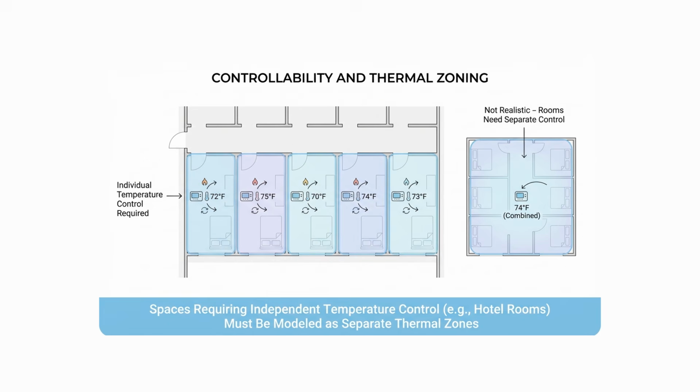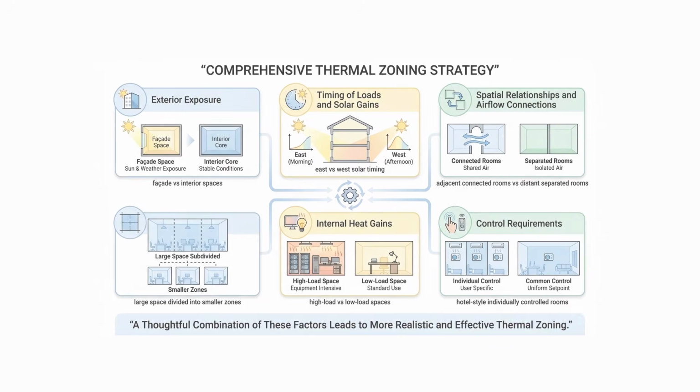Finally, controllability is an important consideration. Some spaces require individual temperature control because occupants need the ability to adjust their comfort conditions. A common example is hotel guest rooms, where each room typically has its own thermostat. In this situation, each room must be treated as its own thermal zone, so that the simulation can represent independent temperature control. By considering these practical guidelines, exterior exposure, timing of loads, spatial relationships, size, internal heat gains, and control requirements, you can develop a zoning strategy that better represents how the building will actually operate.